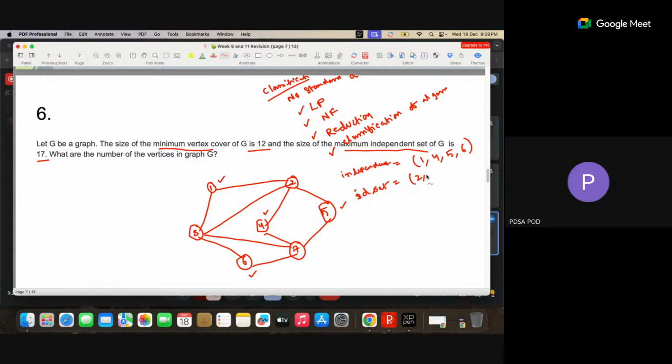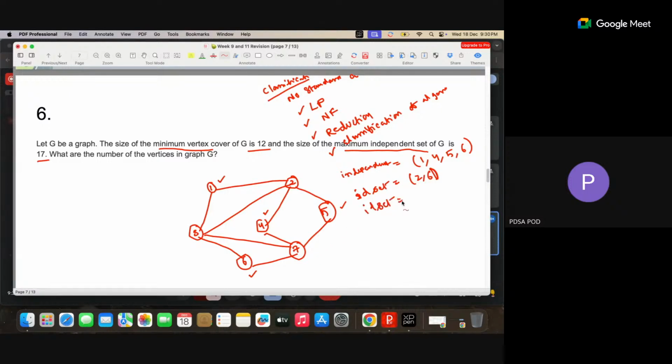2 and 6. Can you make 2 and 6 an independent set? Yes. If 2 is made an independent set, can you make 1 independent? No. 3 independent? No, we can't. 4? No. 5? No. But 6 we can do. If we make 6 independent, we cannot make 7 independent. So another independent set I can create.